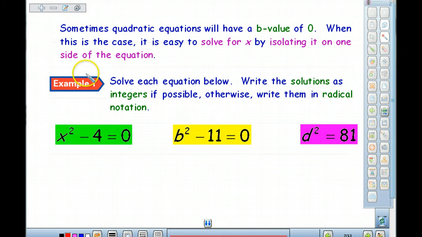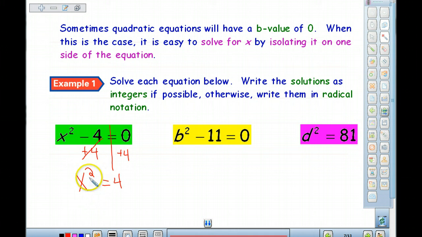Now here's the deal. What we're going to do is solve a lot of these. But if my x squared isn't by itself, I have to get x squared by itself. So in this case, they're minusing 4, so I have to add 4, and we get x squared equals 4.